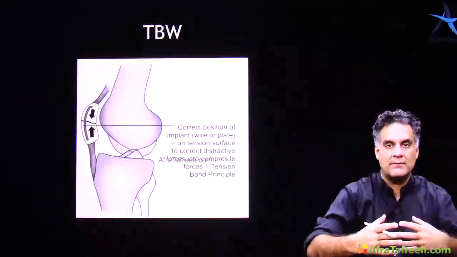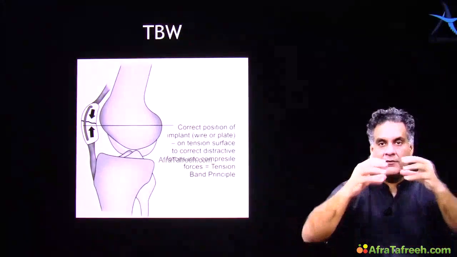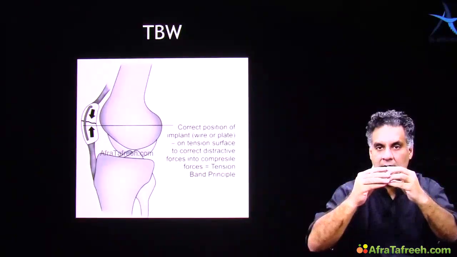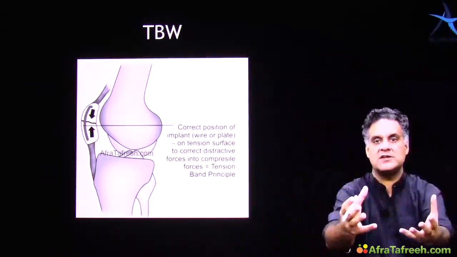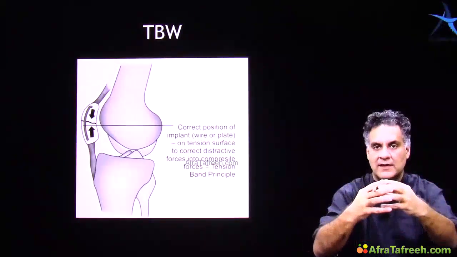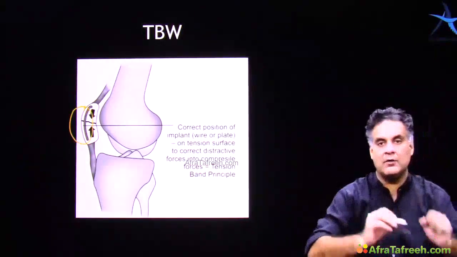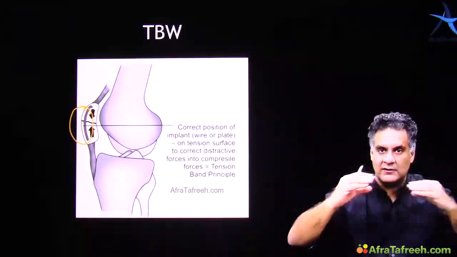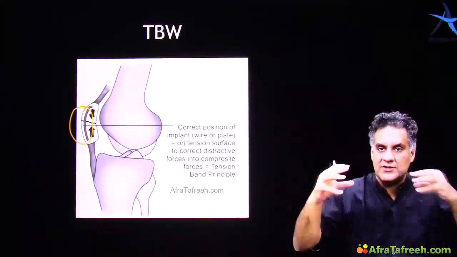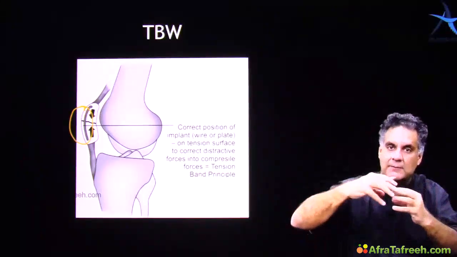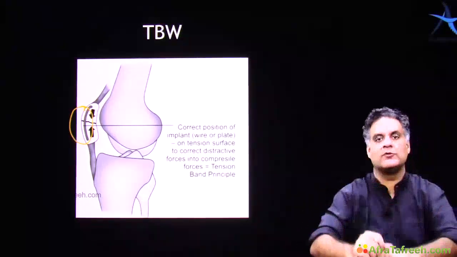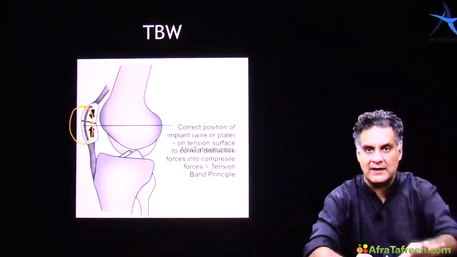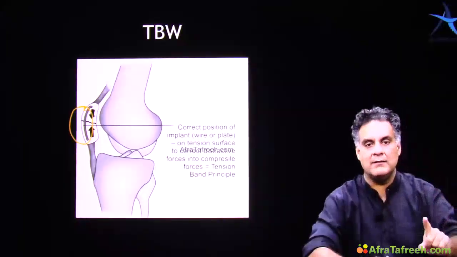When you are treating the trauma, remember the tension band principle. When you have a fracture, the muscle pull will pull it away, and you need to hold them together. So conversion of distraction into compression is the tension band principle. You need to approximate that. You can put a wire or a plate on which surface? The convex surface. Why the convex surface? Because the muscle acts on the convex surface. That's called a tension surface. So apply the force to compress it. This is called TBW, done for olecranon, the patella, the image here that is commonly asked, or medial malleolus.